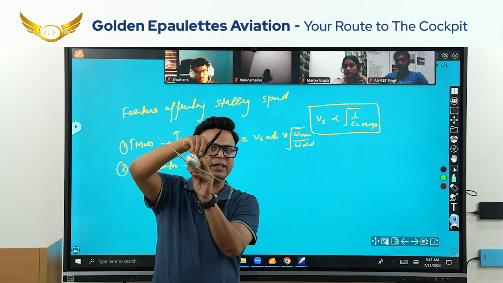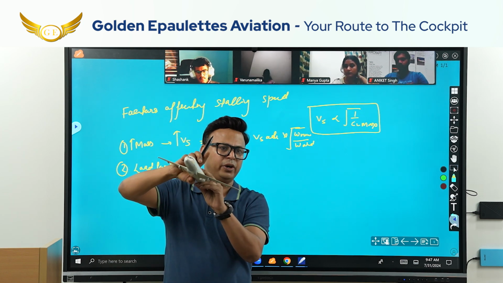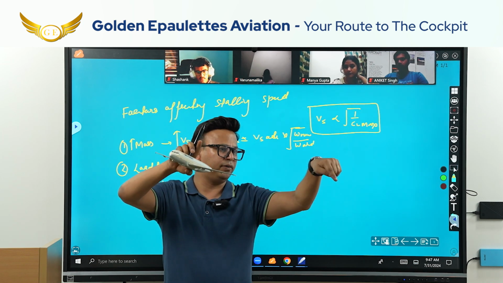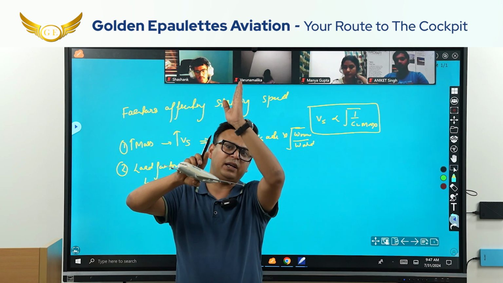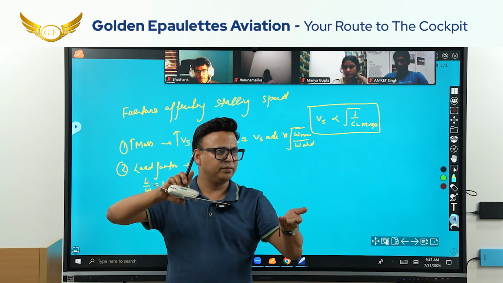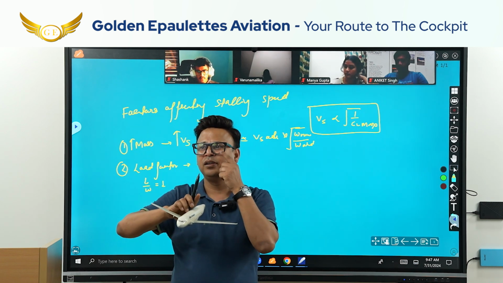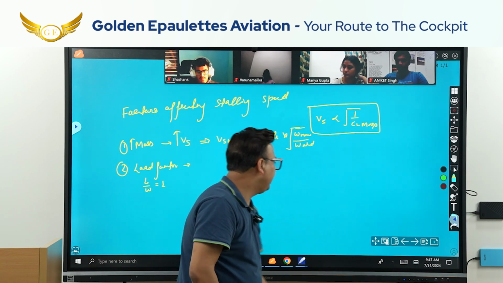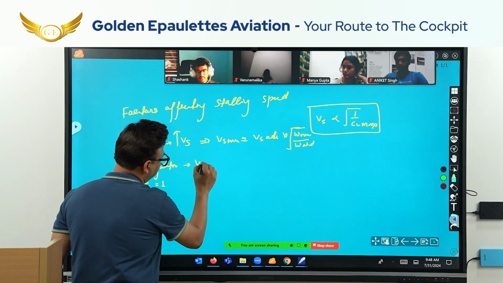Now, when this lift vector tilts, the lift dissolves into two components. One is vertical component of lift, other is horizontal component of lift. Means the lift which was acting completely upward, now dissolves into two components. So you need more lift. लिफ्ट ज़्यादा चाहिए, so stalling speed would be more, right? So greater the load factor, greater is the stalling speed.